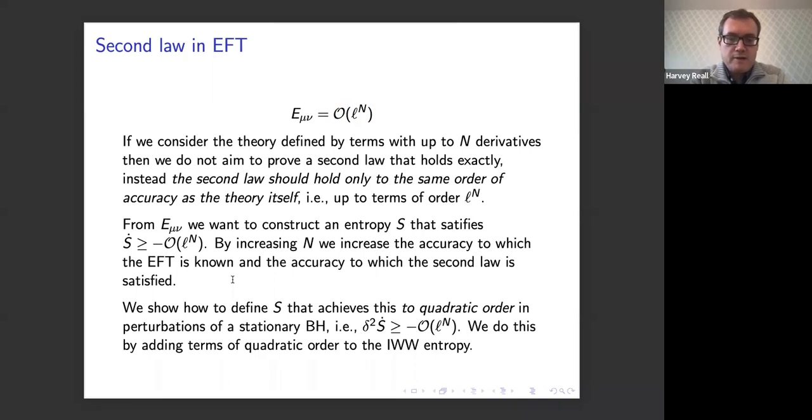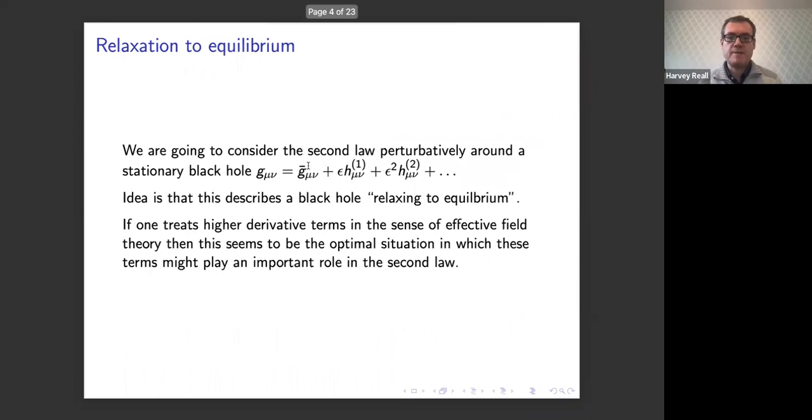So what we do is we don't actually manage to do this in general, but what we have done is that we can do this perturbatively. So we've shown how to define a black hole entropy S that achieves this to quadratic order in perturbations around a stationary black hole. So this is quadratic order in the sense of this amplitude expansion that I mentioned earlier. So quadratic order in the amplitude of perturbations around the stationary black hole.